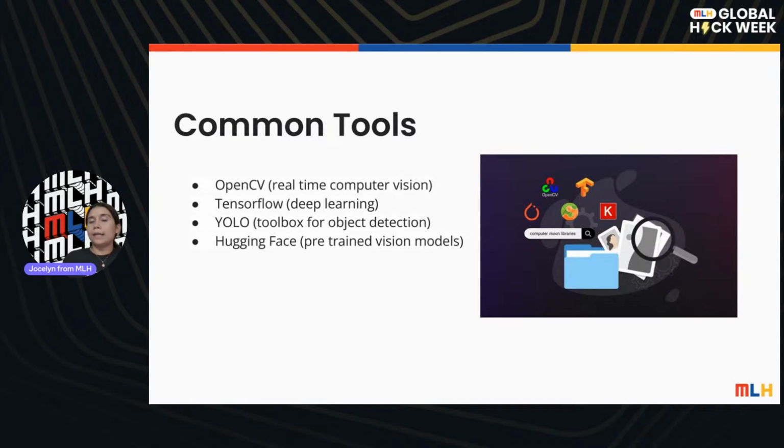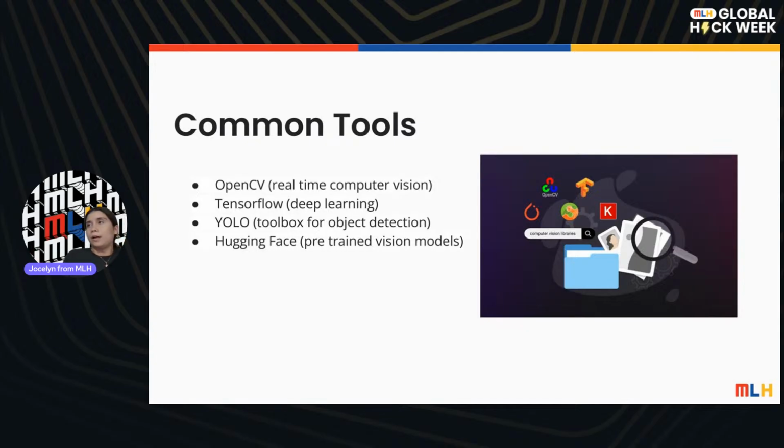YOLO is basically a toolbox for object detection. In YOLO, you can identify objects, and you can also train your models to identify specific objects of your choice, which is very different from what OpenCV does. OpenCV is mostly dealing with images and playing around with them so you get a better result. YOLO is a specific model that detects objects in real time.